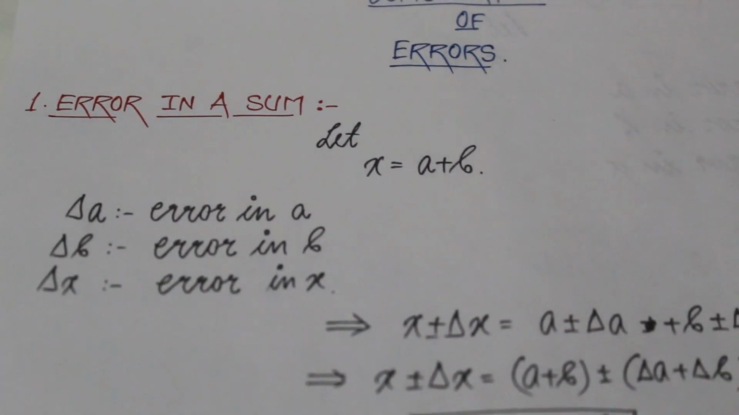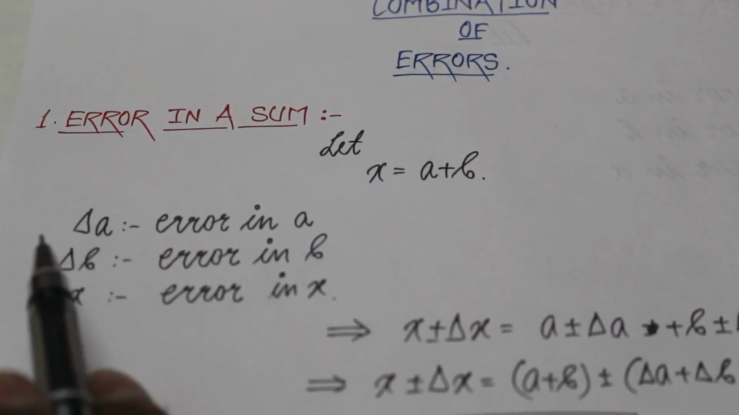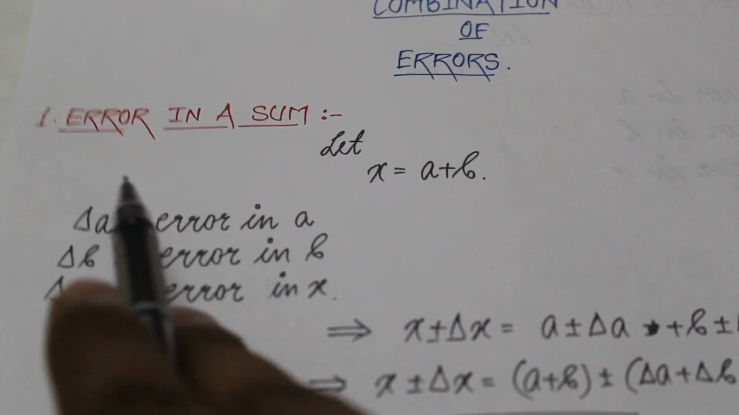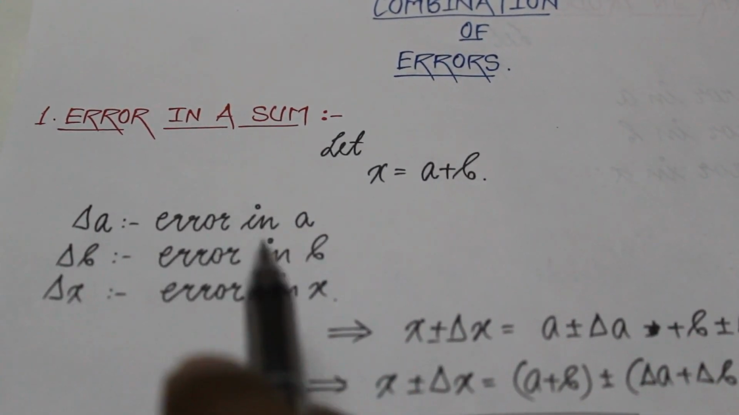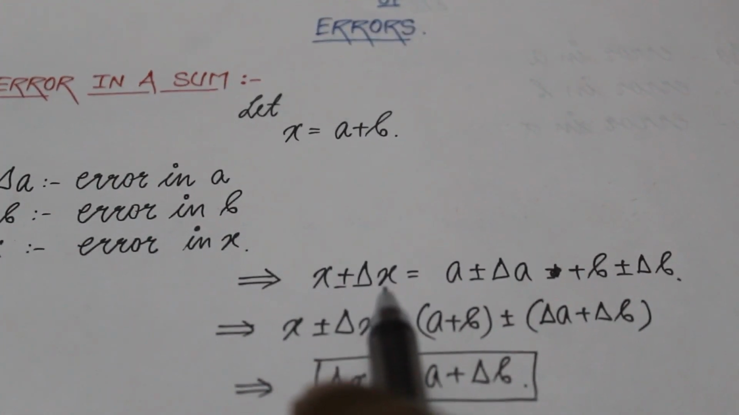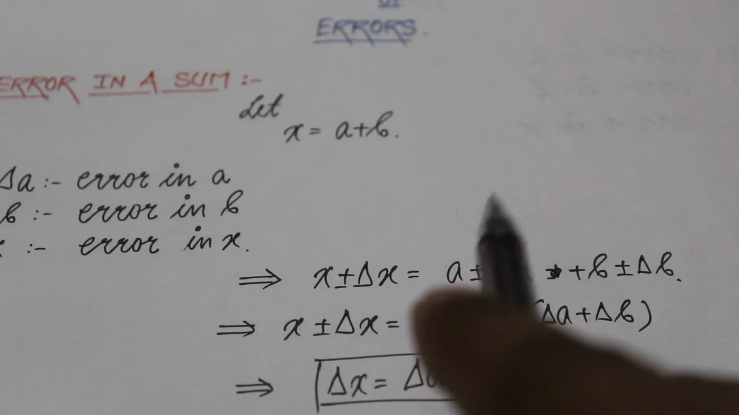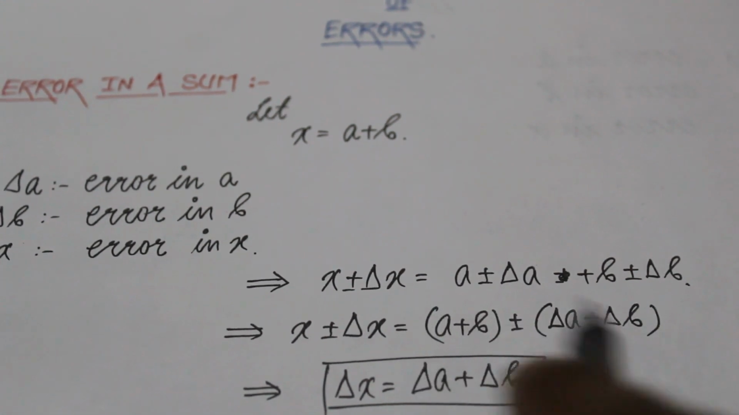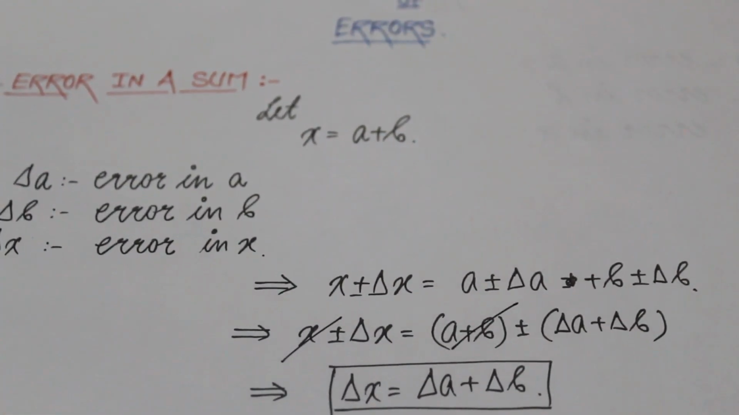First we are going to study error in a sum. Let x be a quantity which is given by a plus b. Delta a is the error in a. Delta b is the error in b, or the mean absolute error. And delta x is the error in x, or you can say the mean absolute error delta x. So we can write x plus minus delta x, as I have already discussed how to write a quantity. So x plus minus delta x equals a plus minus delta a, plus b plus minus delta b. This can be written in this form also. As we know x is equal to a plus b, so we can cancel them out. Once we cancel out, we get delta x is equal to delta a plus delta b.